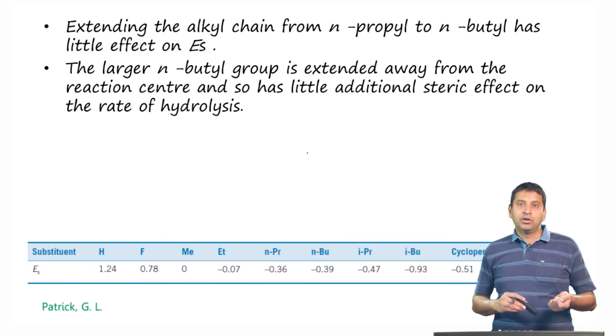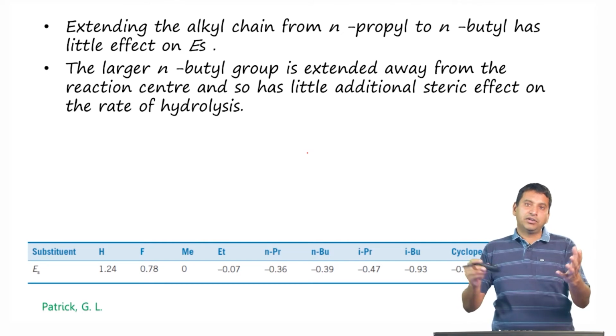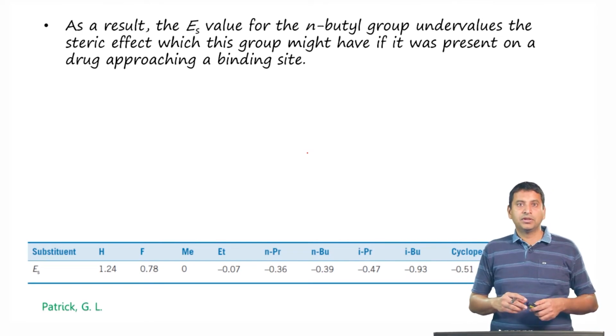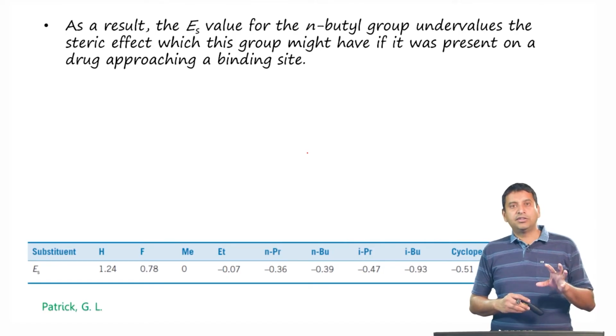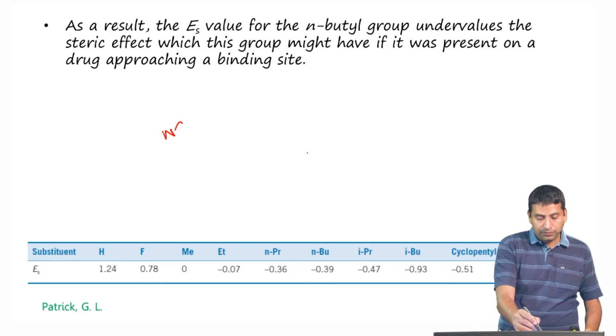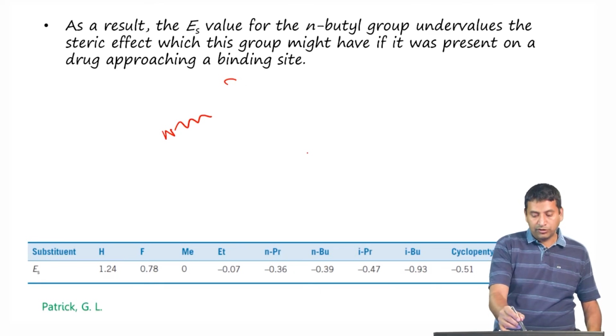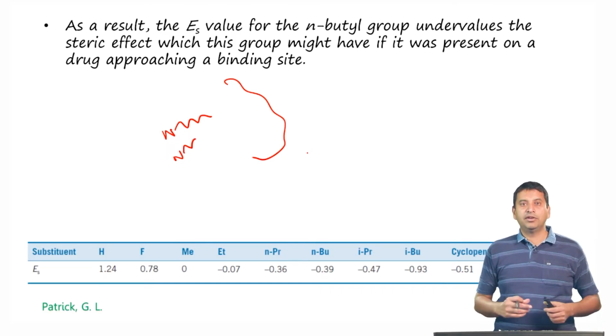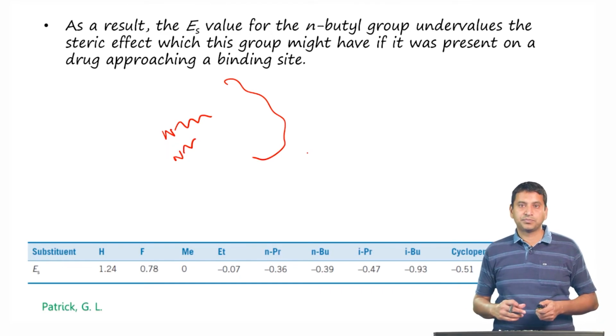So, the larger N-butyl group is extended away from the reaction center, and so has little additional steric effect on the rate of hydrolysis. As a result, the Taft steric value ES for the N-butyl group undervalues the steric effect which this group might have if it was present on a drug approaching a binding site. So, if you have, for example, N-butyl approaching a binding site versus N-propyl, you would expect that the N-butyl would definitely have a higher steric influence.